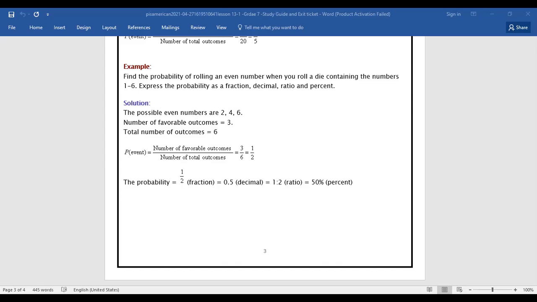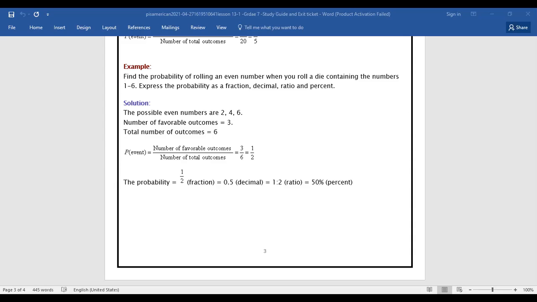We divided this spinner into how many parts, Ibrahim? How many parts did we divide this spinner into? 6. Could you please count with me?